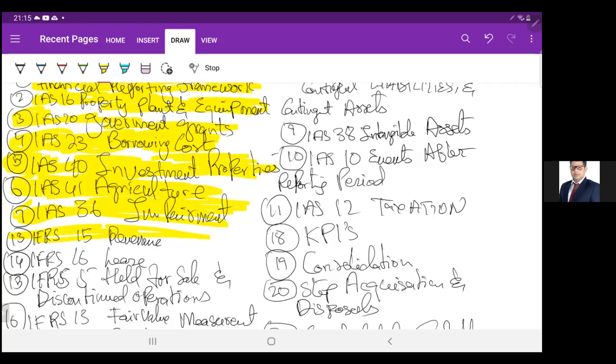Then we will look at IFRS 16. We have two sorts of leases, one is finance lease and the other is short-term lease. What is the treatment of finance leases? What is the treatment of short-term leases? That all we will look at in complete detail.